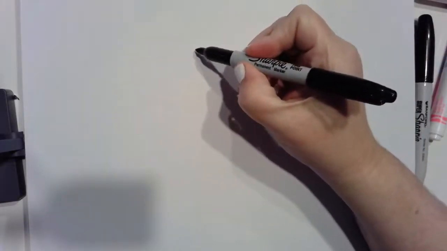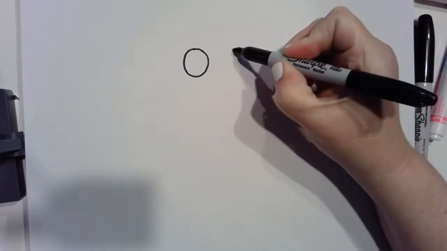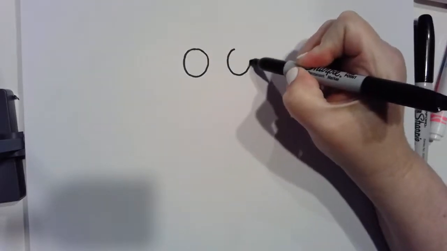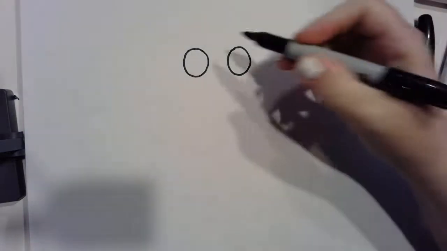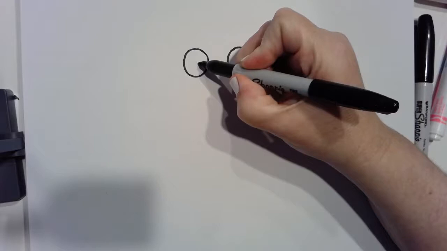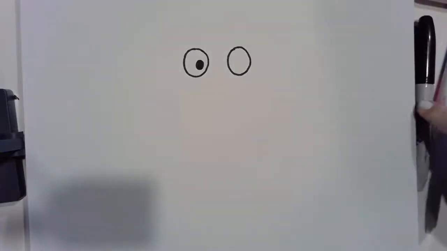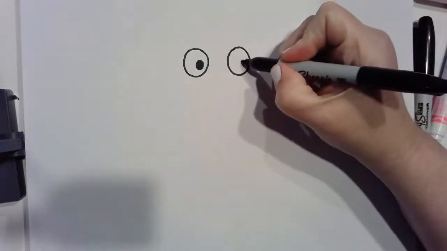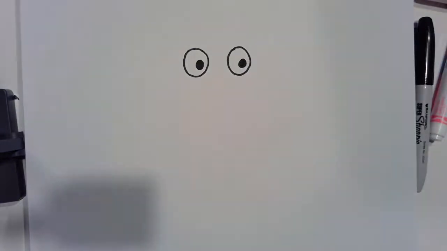To start our frog, we are going to start with 2 eyes. So I'm going to draw 1 eye on this side and 1 eye on this side, a little bit apart, but not super far apart. And then inside the eyes, I'm going to draw the pupils, the parts that see. So here's 1 pupil. My frog is going to be looking over here at the markers. So his eyes are going to go in this direction. So there we've got his eyes.